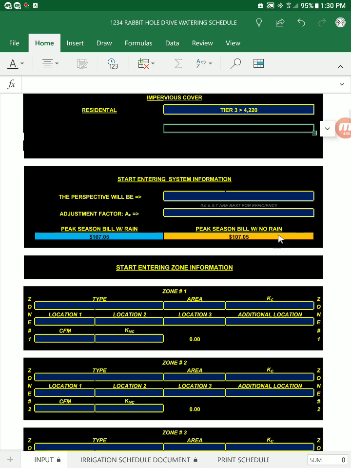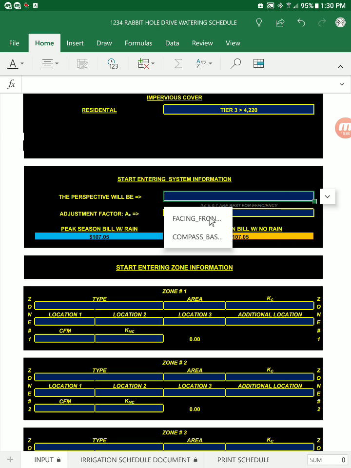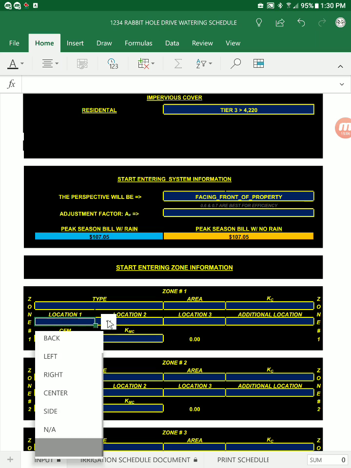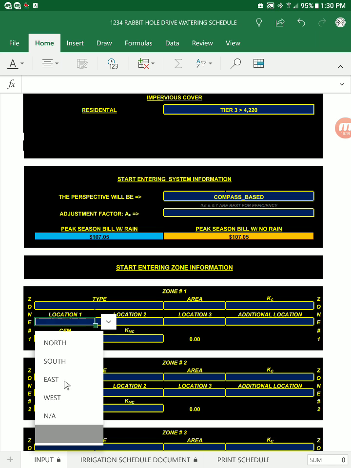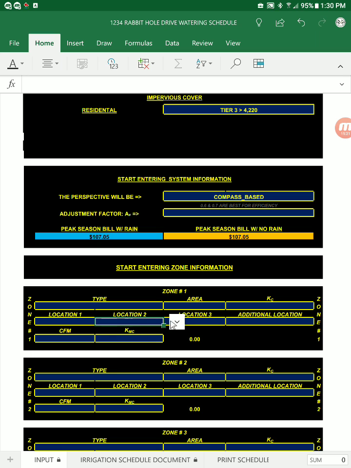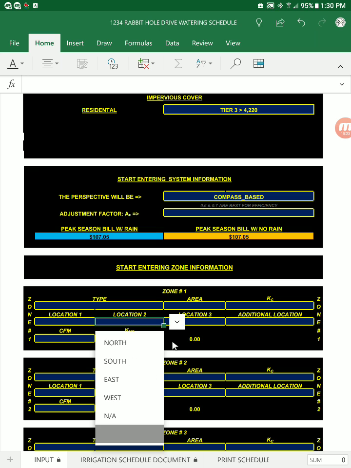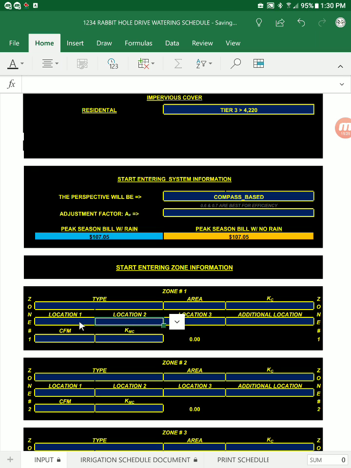We all know what this is. What is the perspective? Perspective is facing front most of the time for us. When I select this right here, it gives me my selections in here: back, left, front, right. And if I switch to compass-based, it gives me north, south, east, and west. Then over here I can do northwest, north, southeast. That's about as much as you can do.